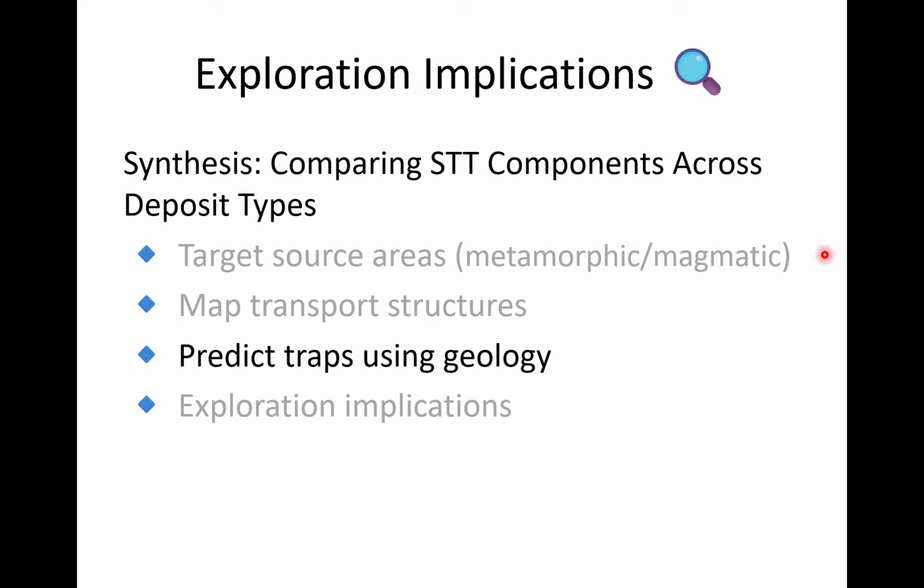On the scale and continuity, if we want to compare these, orogenic systems often form extensive vein networks that can be continuous over kilometers vertically.